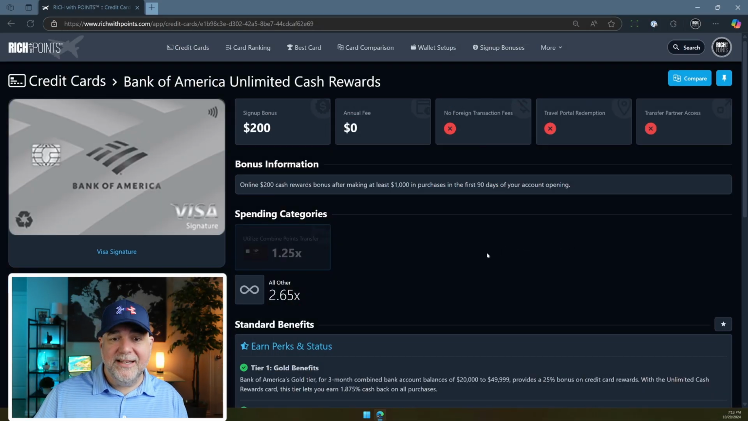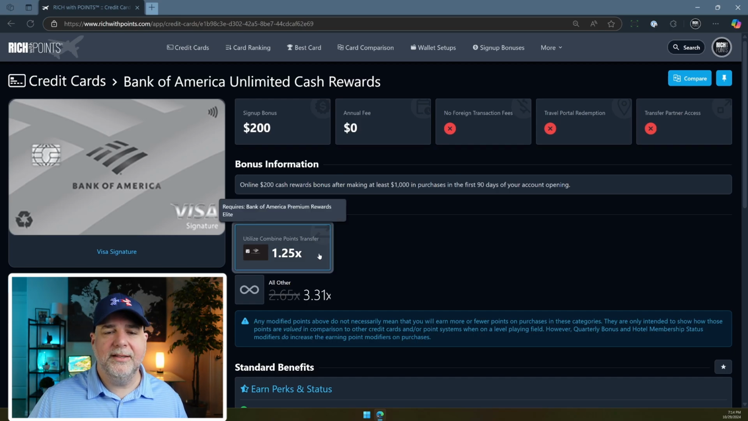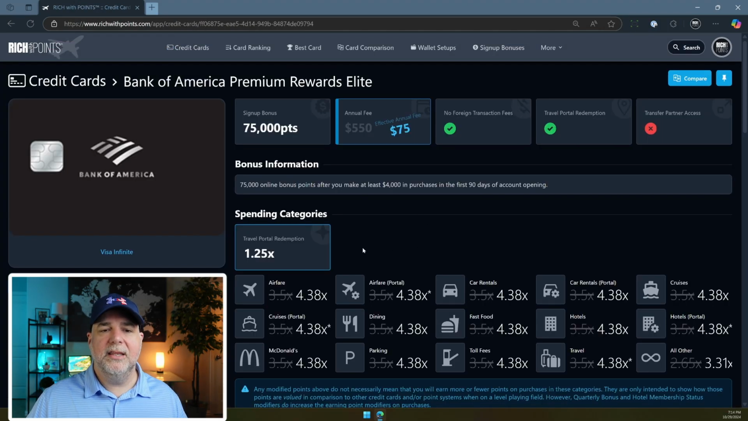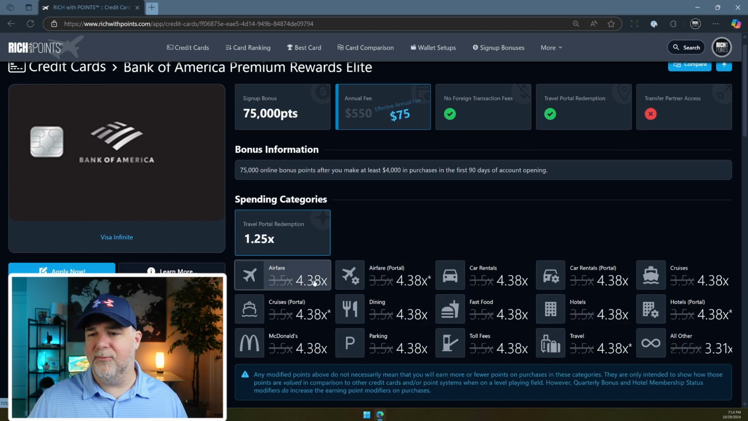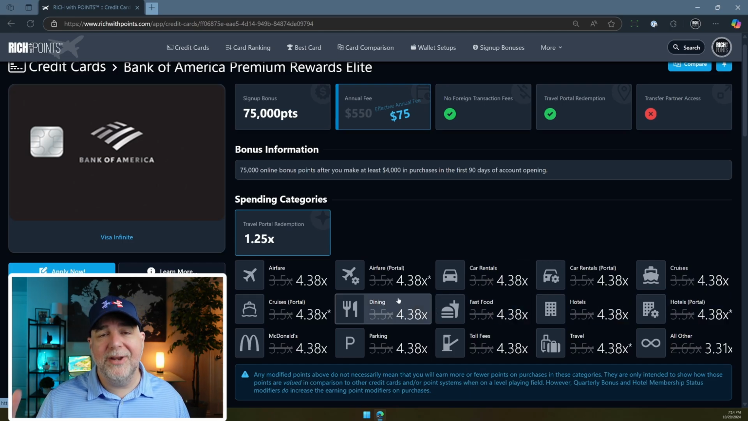Now, if you had the elite on top of that and you transfer those points over, you're getting 3.31x on all purchases. Now, again, don't use this card. You could just use the elite card for that. So I'll come over here to the elite card. And like I said, all other, you're getting 3.31. And then for airfare, 4.38, car rentals, 4.3, all travel, you're getting 4.38. Dining, you're getting 4.38x on all dining purchases.